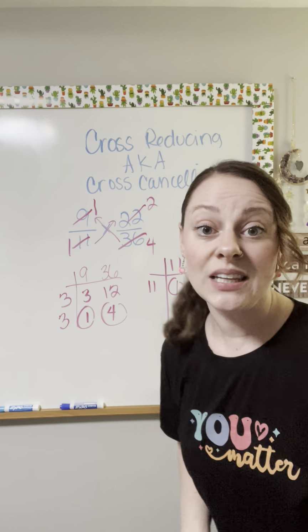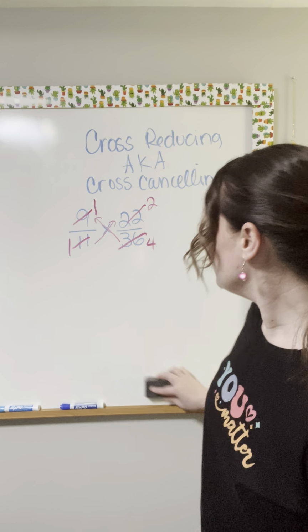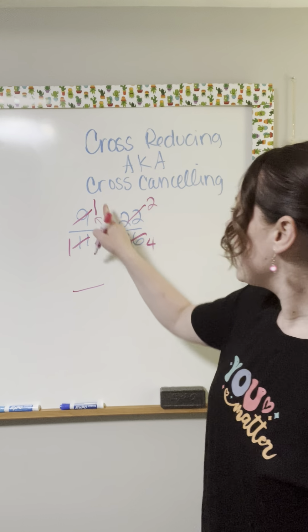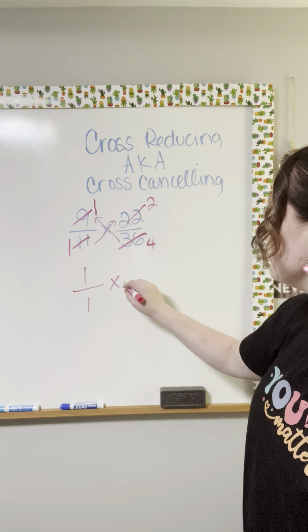Now, this looks ugly, right? It's not cute. All you got to do is rewrite it. So I got 1 and 1 times 2 and 4.